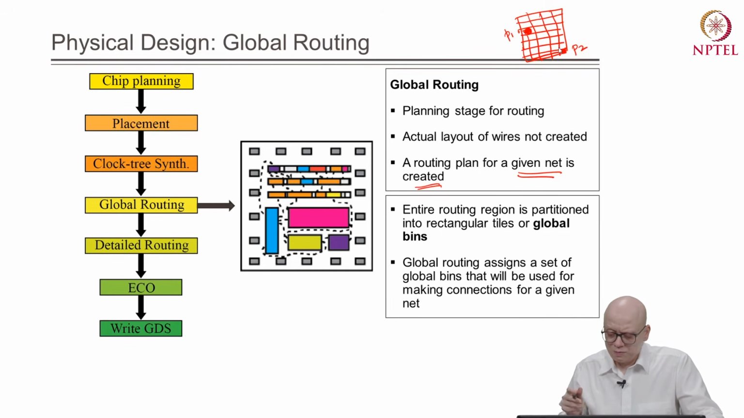So, we can take an analogy. Suppose we need to go from, say, Delhi to Calcutta. For going from Delhi to Calcutta, we may decide that from Delhi we first go to, say, Lucknow, then to Patna, and then from there I go to Calcutta. This is just one way in which a person can go. So, this is a very top level plan, and that is what global routing is.